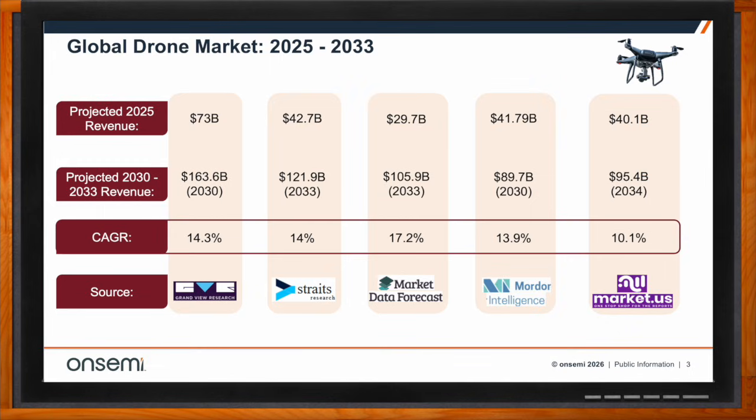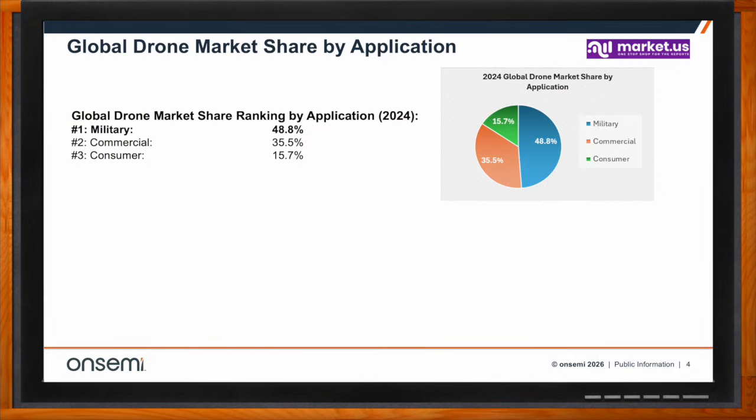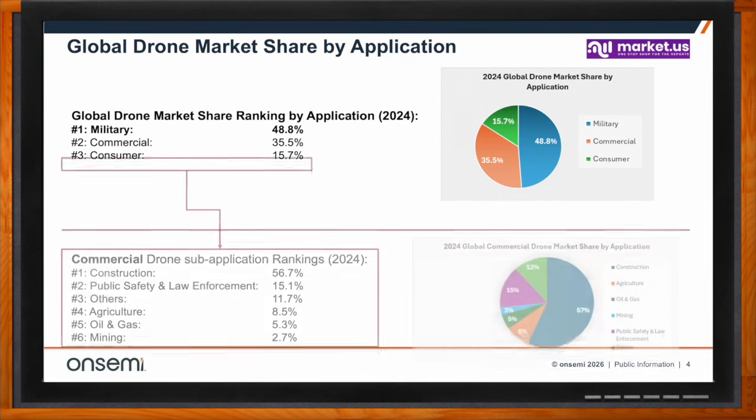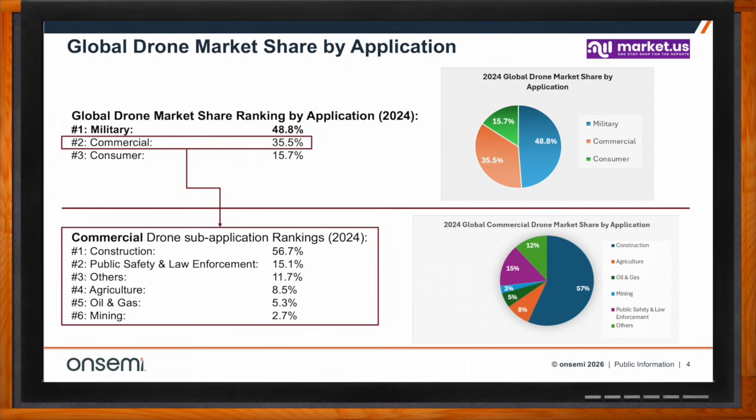Bob, what markets are the biggest when it comes to drone applications? The drone market is really about 48%, 50% is the military, which is captured in blue in the pie chart there. And that's followed by commercial in orange at 35% market share globally. And then finally in green, you've got the consumer market. And if you were to take that commercial application slice of the pie, which is at 35.5%, that's broken down into a number of different subsets.